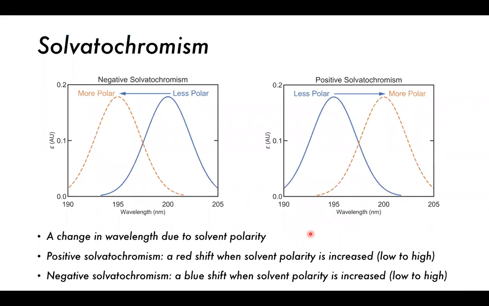Solvatochromism. This is where we have movement from less polar to more polar solvents. A change in wavelength due to solvent polarity is described by solvatochromism. Positive solvatochromism is a red shift when solvent polarity is increased. So we go from a less polar solvent, for example hexane, to a more polar solvent, say water, if it is soluble in both.